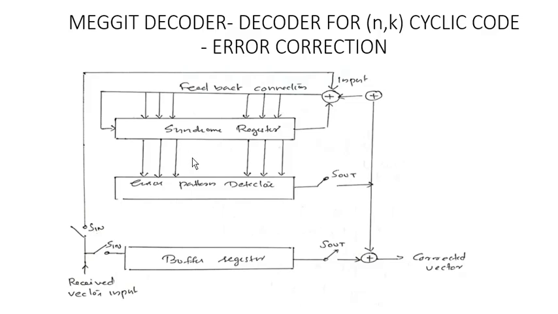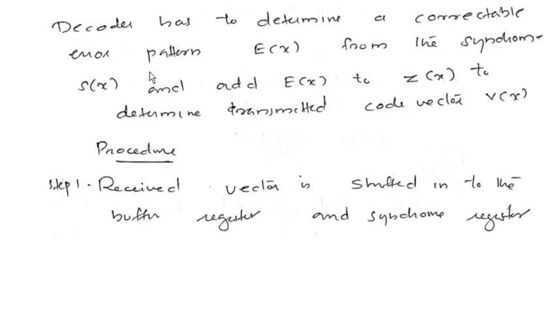If it is not 0, it means there is an undetectable error pattern. So this way we can find the error correction. We can see it in detail. The decoder has to find a correctable error pattern E of x from the syndrome S of x and add E of x to Z of x to find the transmitted code vector V of x.